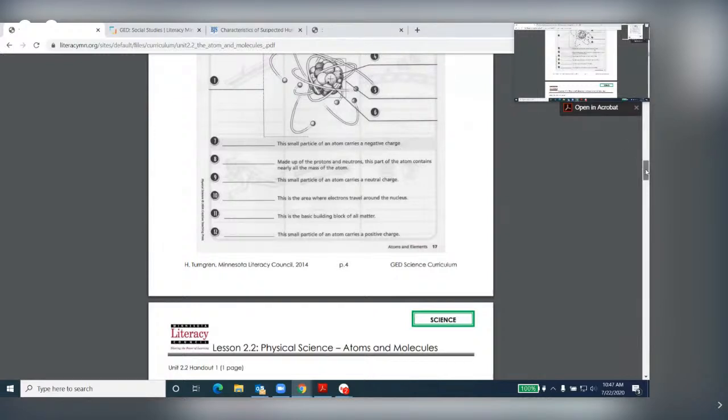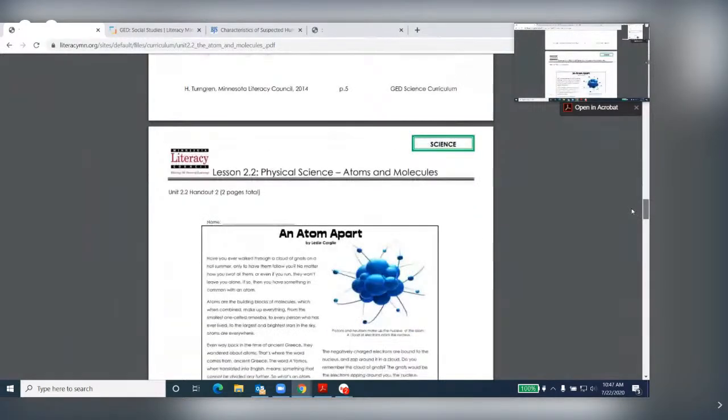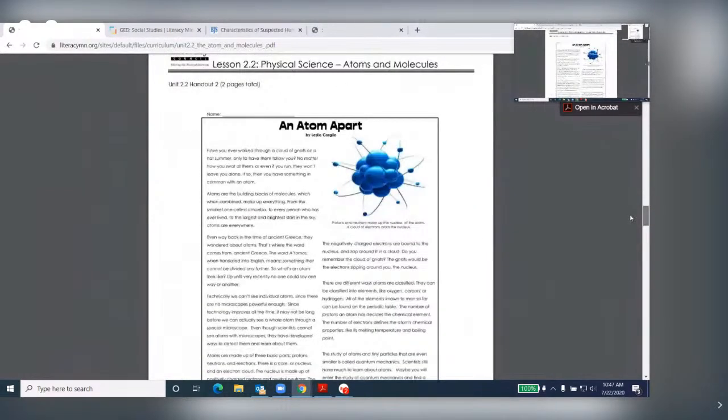Okay, so I'm going to go down to right here, and we'll read this together. It says, An Atom Apart. Ever walk through a cloud of gnats on a hot summer day only to have them follow you, no matter how you swat at them, or even if you run, they won't leave you alone? If so, then you have something in common with an atom. Atoms are building blocks of molecules, which combined make up everything, from the smallest one-cell amoeba to every person who's ever lived, to the largest and brightest stars in the sky.